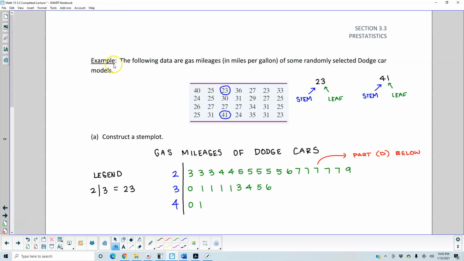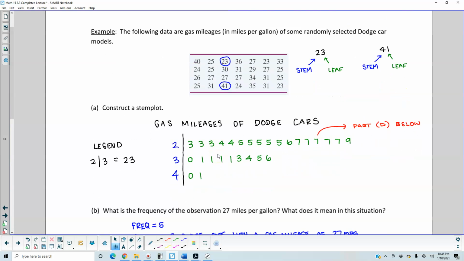Okay, now for example, the following data are gas mileages in miles per gallon of some randomly selected Dodge car models. So let's go back to what we just did earlier. They're all listed as two-digit numbers, so that's good. In that scenario, we have 23, so 2 represents the stem, 3 is the leaf. 4 is the stem, 1 is the leaf. So we can create a legend. A legend means that 2 represents the stem and 3 is the leaf, so we write 2 | 3.